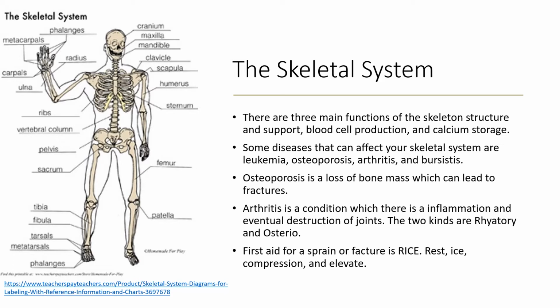Osteoporosis is a loss of bone mass, which can lead to fractures. Arthritis is a condition in which there is an inflammation and an eventual destruction of joints. The 2 kinds are rheumatoid and osteo. First aid for a sprain or fracture is rest, ice, compression, and elevate.